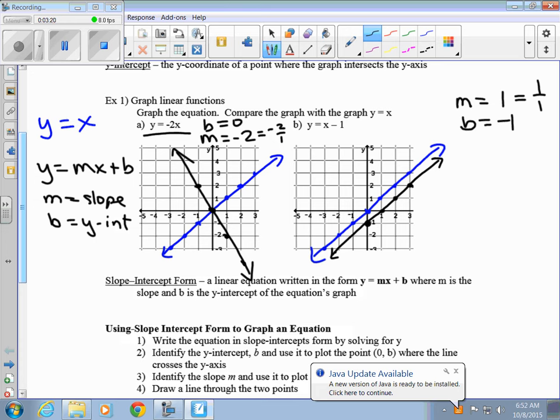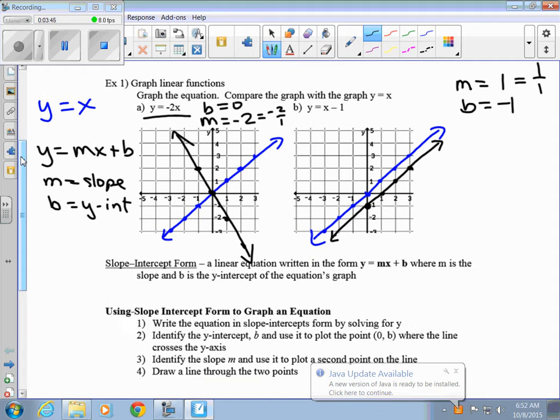So now if we compare this one to the parent function, we're always going to compare the two things, the slope and the y-intercepts. So in this case, we're going to say this function or equation has a y-intercept of -1 instead of 0, but they do have the same slope. They have the same slope, and that slope is 1.